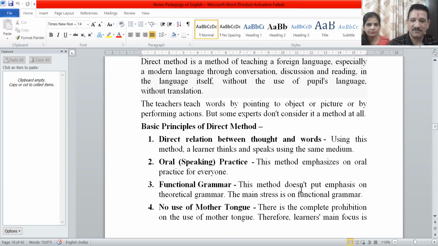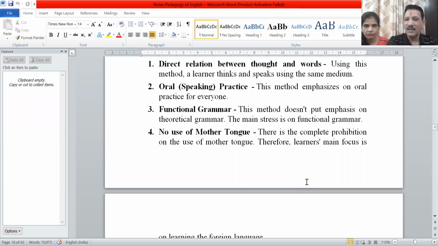Third is functional grammar. This method doesn't put emphasis on theoretical grammar. The main stress is on functional grammar, that means the grammar which functions directly. If you say this is the subject, this is the predicate, after that a noun comes, then a verb, and after that the object comes, and where the determiners will be used, it doesn't matter. Functional grammar is used in the direct method.